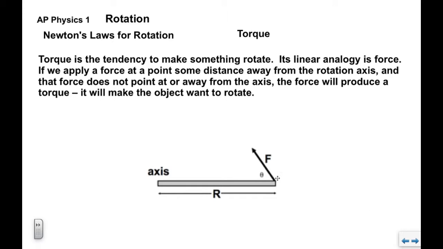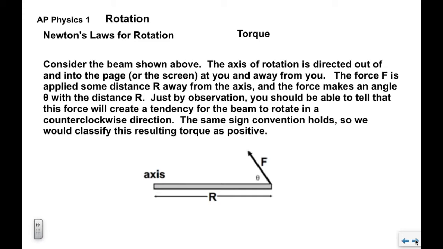If we apply a force this way, this object about this axis would want to rotate in a counterclockwise fashion. So this axis of rotation is directed out of the page towards you, right? The force is applied some distance r. The force makes an angle of theta with the distance vector, or the distance r.